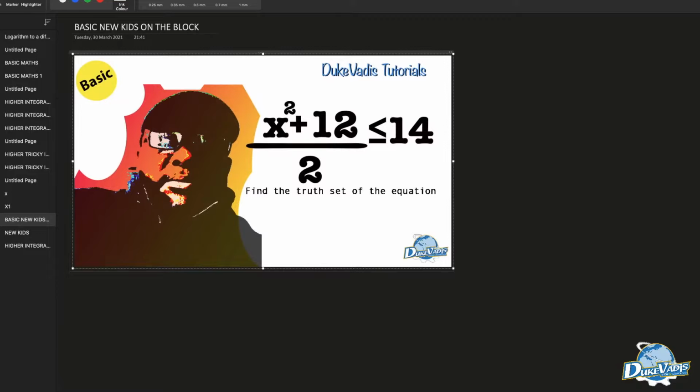Well, beautiful. Friends, this is where we are. This is basic, one of the simple equations that we are going to discuss today. Sometimes we got to go back to the basics. The equation says (x squared plus 12) divided by 2 is less than or equal to 14. Okay, so we have to find the truth set of this equation.